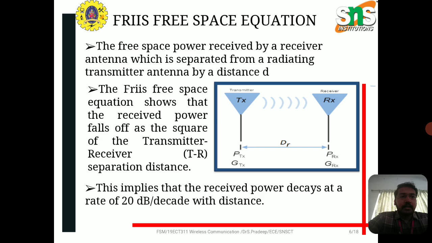Free space equation. The free space power received by a receiver antenna, which is separated from a radiating transmitter antenna by a distance d. The free space equation shows that the received power falls off as the square of the transmitter-receiver separation distance. This implies that the received power decays at a rate of 20 dB per decade with distance.